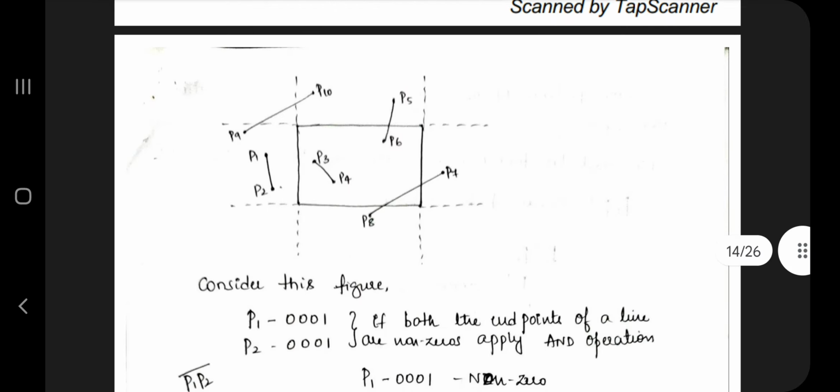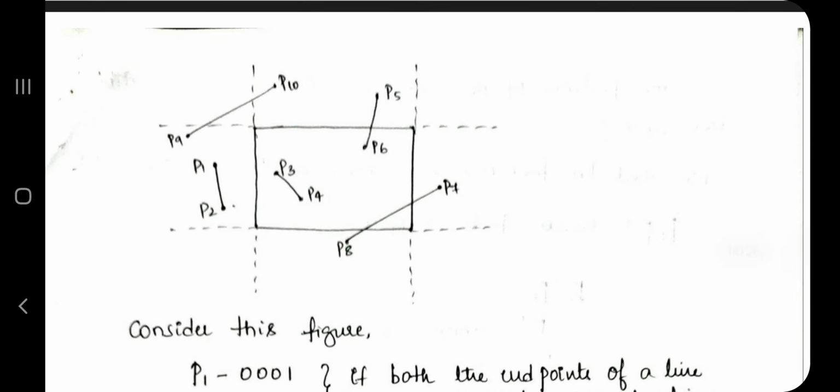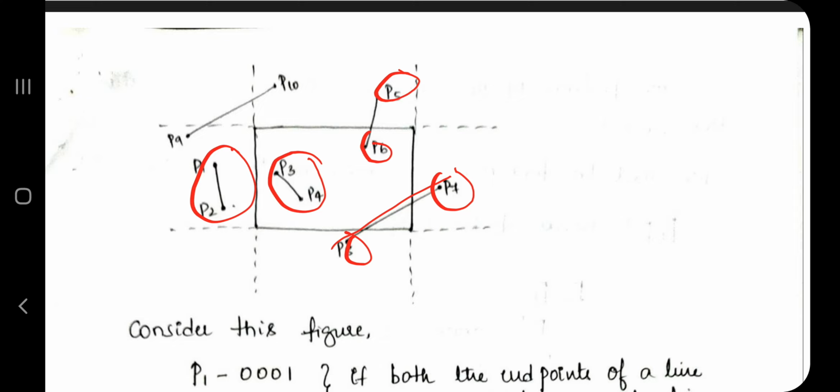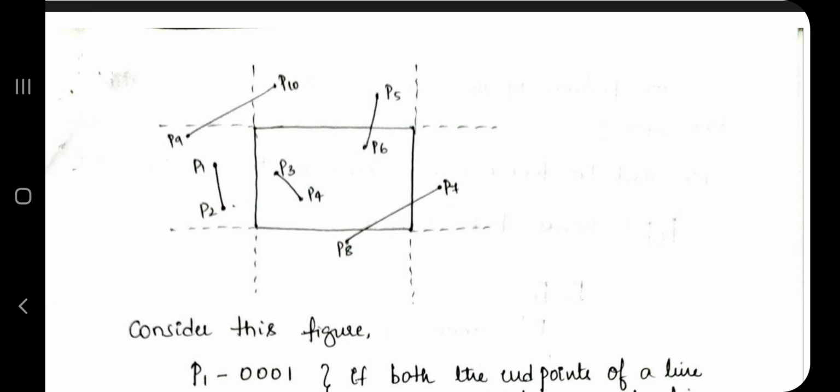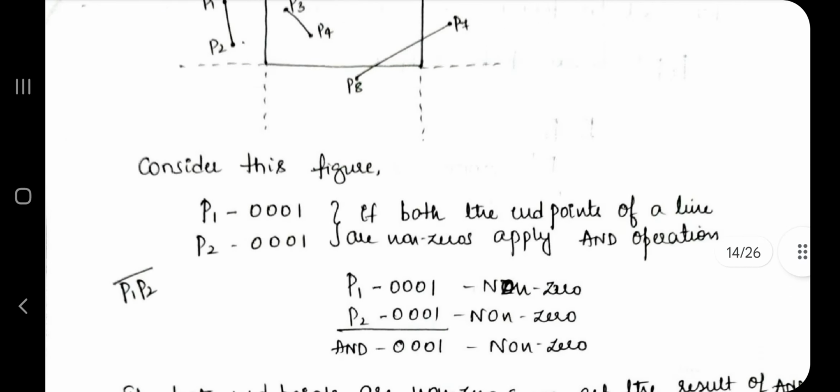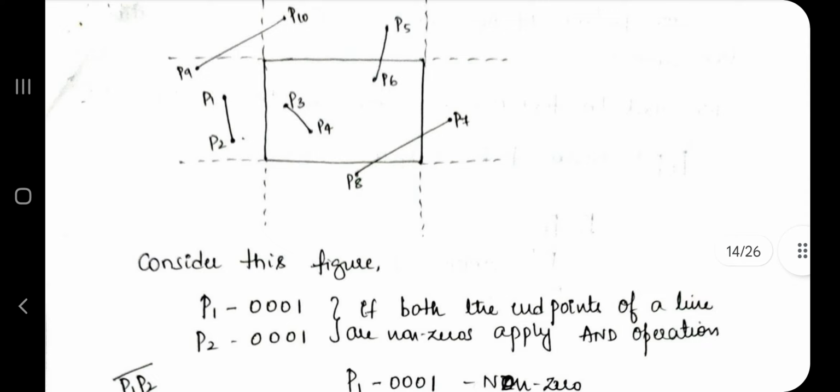After you have written this, once you get 2 points, there can be 4 cases. Either the points lie inside the square, or they lie outside the square, or the points lie outside the square but the line passes through the inside, or one point is outside and one point is inside, or both points are outside but the line passes through 2 different region codes. So how to identify which case the points lie in? To do that, for point 1, what is this? This is left, right? Left means 0 0 0 1. P2 is also left, 0 0 0 1.